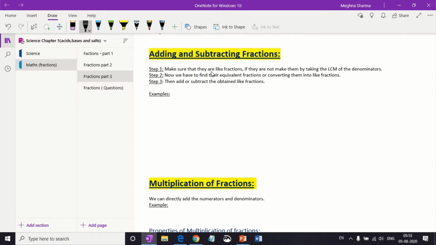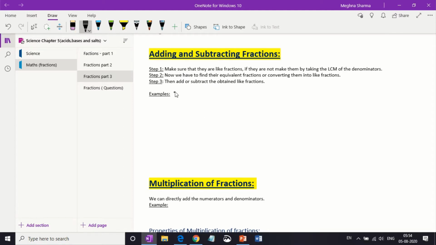Make sure that they are like fractions. If they are not, make them by taking the LCM of the denominators. Second, we have to find their equivalent fractions or convert them again into like fractions. Third step, then add or subtract the obtained fractions.